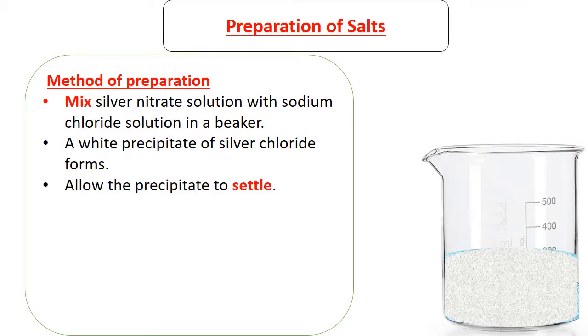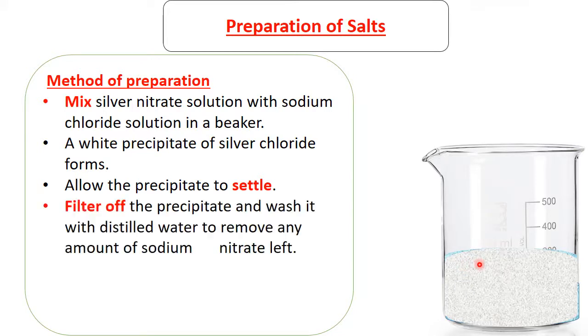Once that is done, you have to allow the precipitate to settle. So we're going to do sedimentation and decantation, where we allow this to settle, and when it settles, we can pour out the liquid on top. But we can also get a filter paper where we can pour everything so that the insoluble substance remains on the filter paper. That is the next step. You filter off the precipitate and wash it with distilled water to remove any sodium nitrate left. Remember, the sodium nitrate is the soluble salt that is also a product.